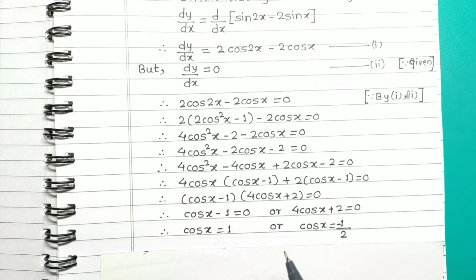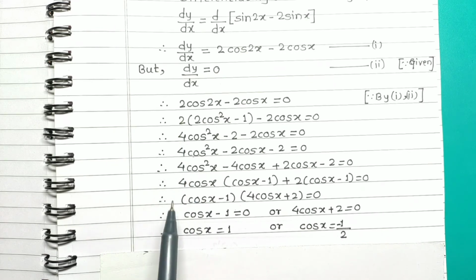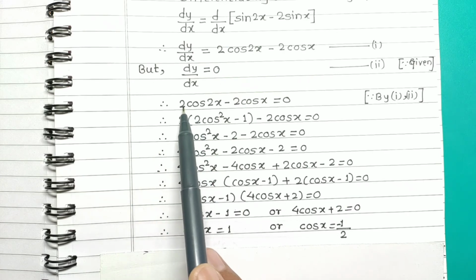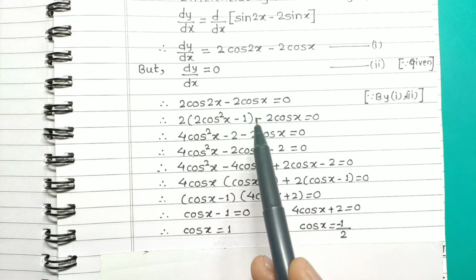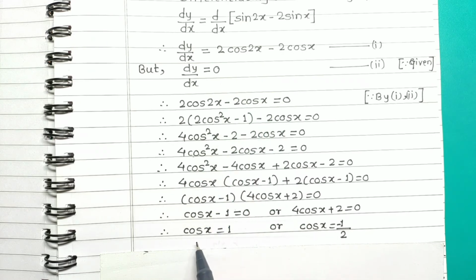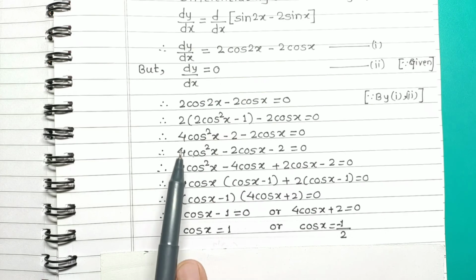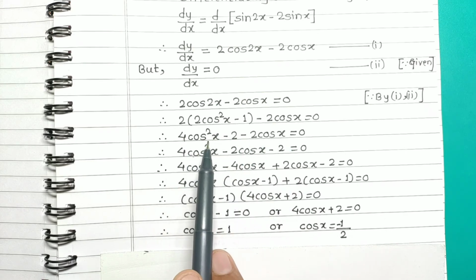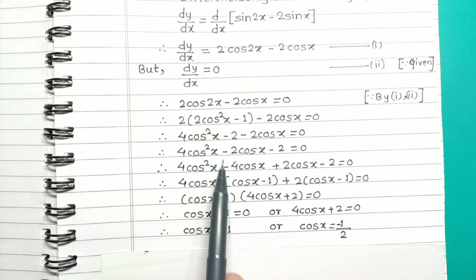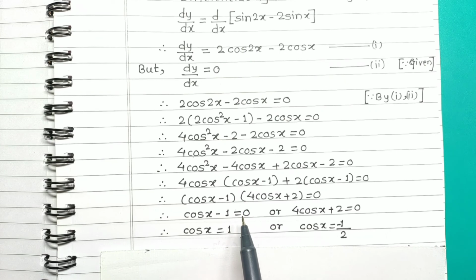Okay, you understand these steps properly. See here, you can cancel this 2 at this step. Okay, then also you will reach to these equations, cos x is equal to 1 or cos x is equal to minus half. Okay, this is 10th algebra. We are using method of solving quadratic equations. We have factorized these terms like this. Okay, you try to do it at your own.